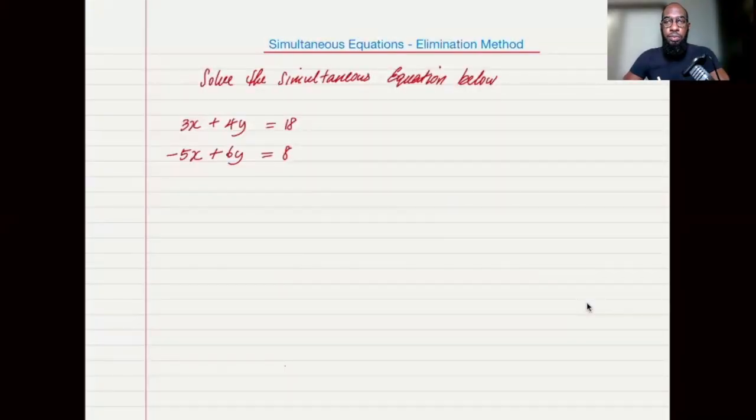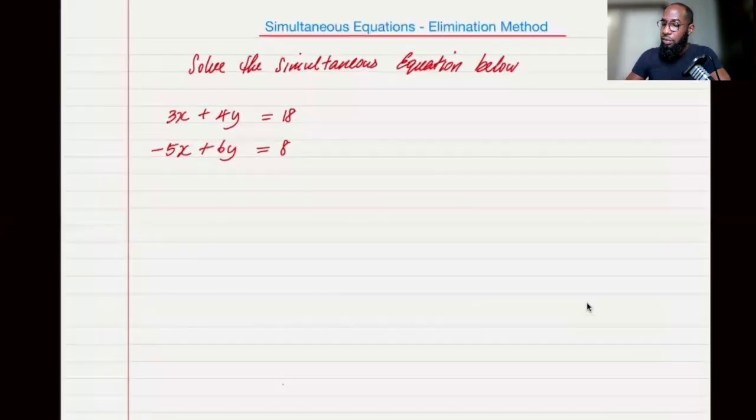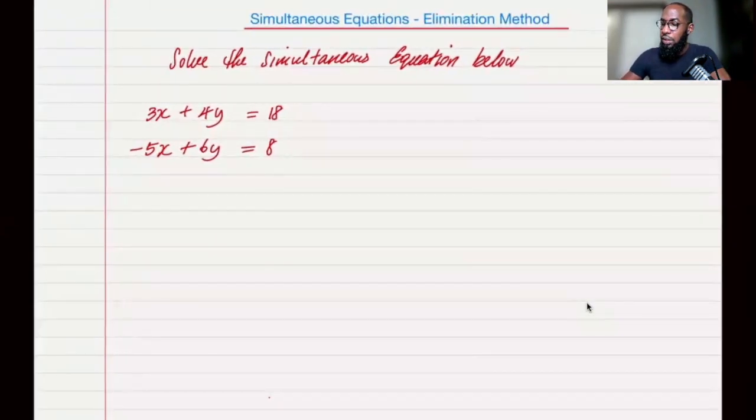Simultaneous equation, we are going to solve it using the elimination method. There are a number of methods you can use. There's also the substitution method. You can solve using matrices, but in this question we're going to focus on solving using the elimination method. All right. So the first thing I'm going to do is label my equations.